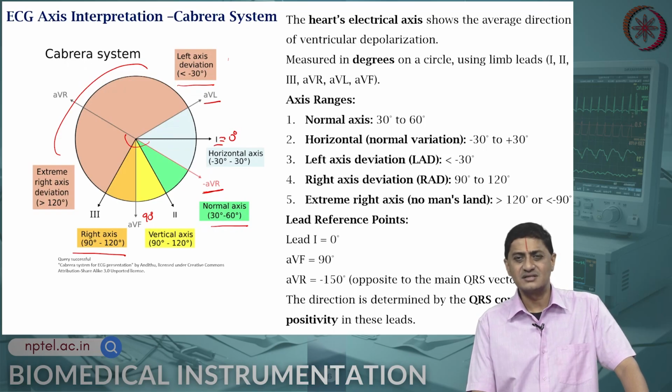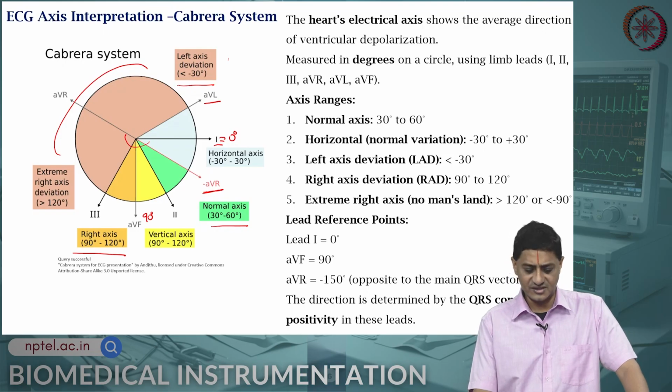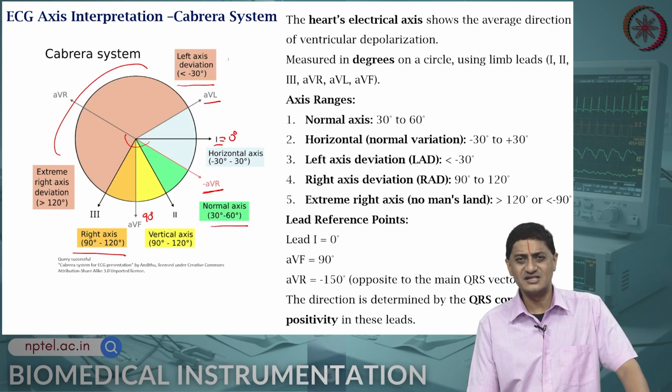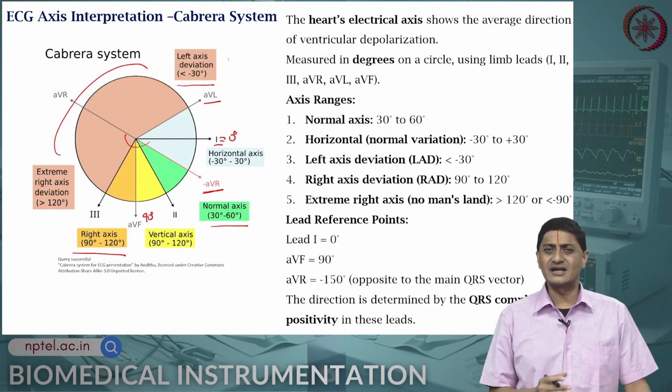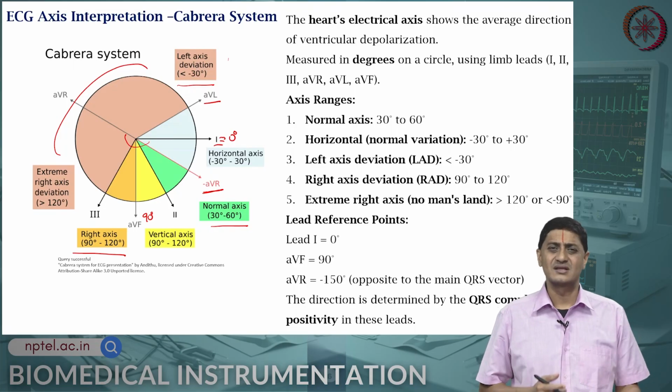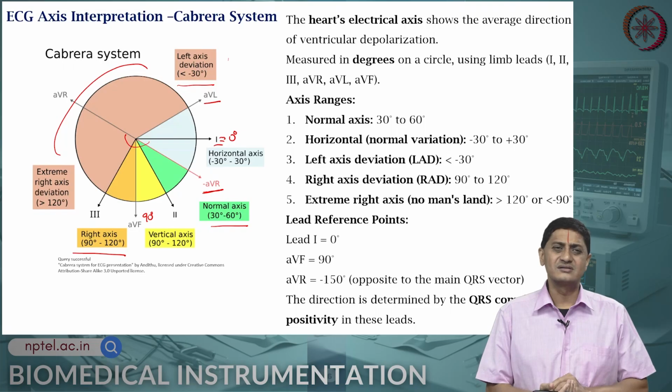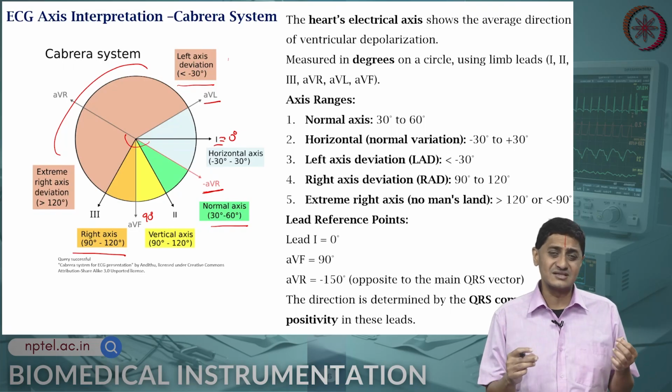This direction is determined by the positivity of the QRS complex in these leads. Which lead is going to have a positive QRS complex in which case? So, that direction is determined. Note that the cardiac electrical activity is a vector. It is actually a 3D vector, and you are measuring it from various directions.